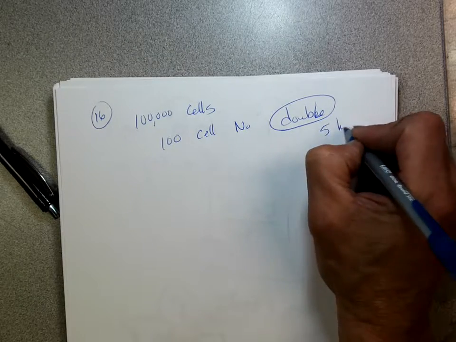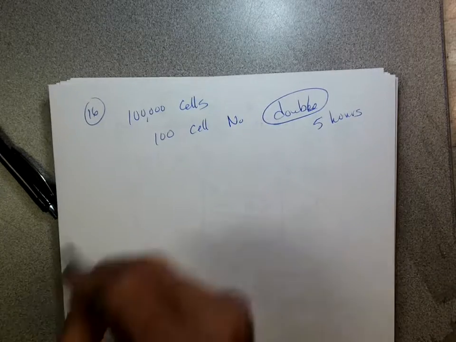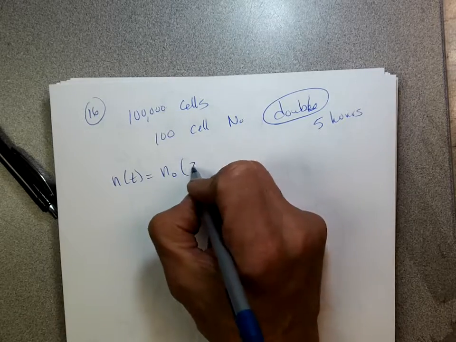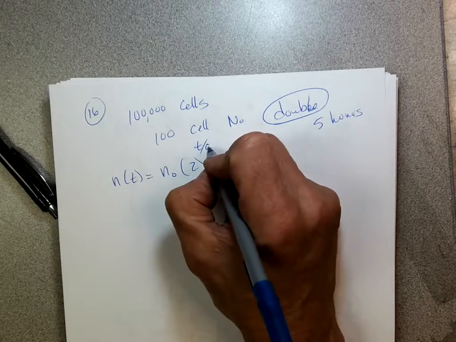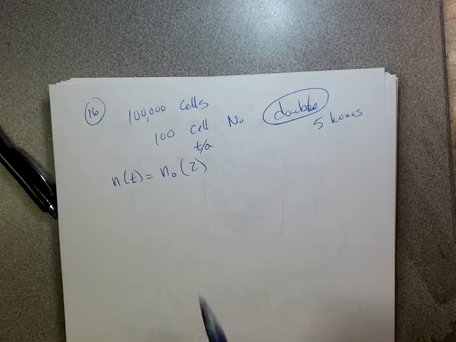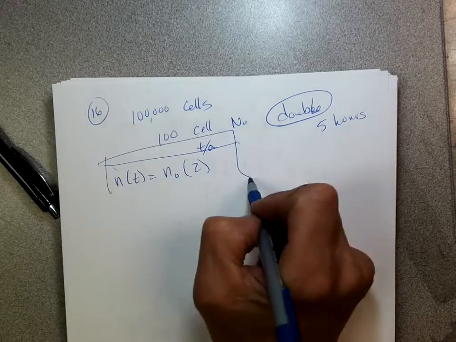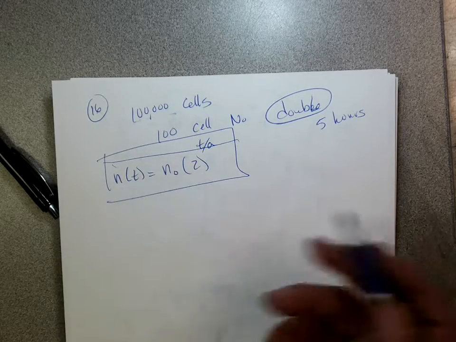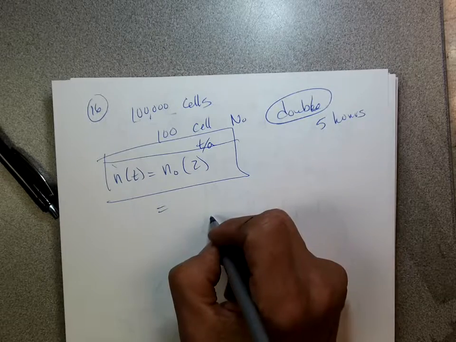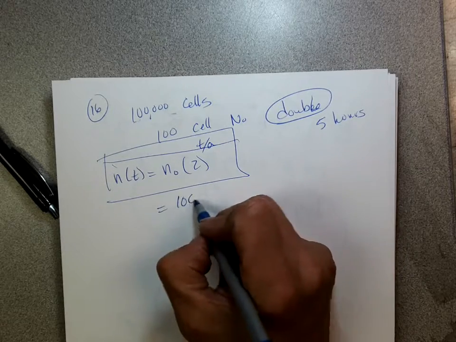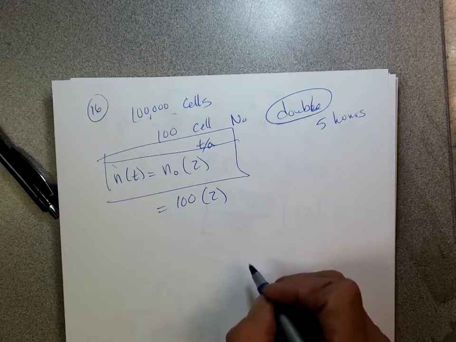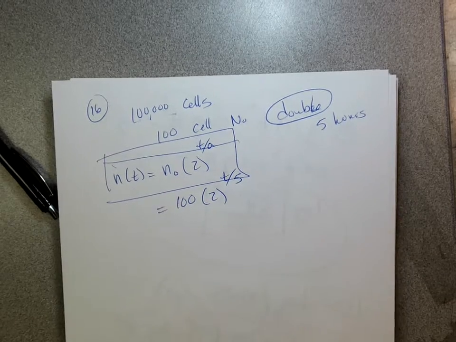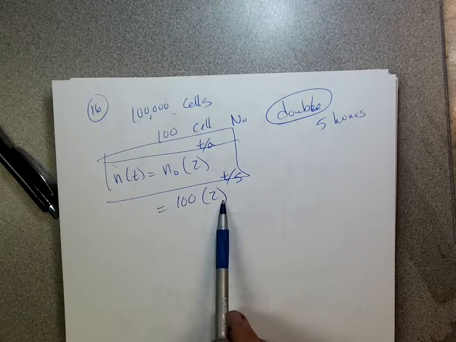Alright, so let's see if we can find that doubling formula. So it's something like N of t is equal to N0 times 2 to the t over a. All right, that's the formula I think we learned in our notes. That's the one I want. So, 100,000 cells. So let's first set it up. We'll have our beginning amount, which is going to be 100, times 2, because we're doubling, to the t over the cycle time, which is 5, okay? So we start with 100, and it doubles every 5 hours.